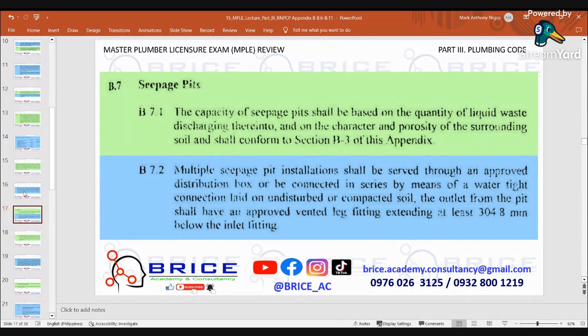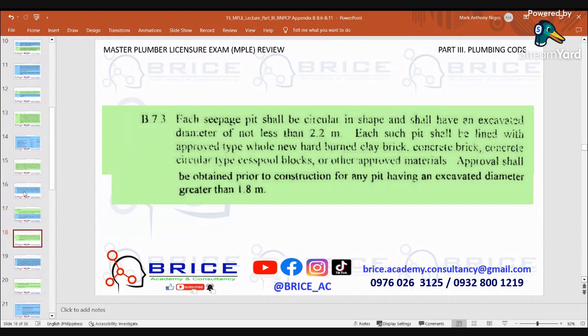The outlet from the pit shall have an approved vented leg fitting extending at least 304.8 mm below the inlet fitting. Each seepage pit shall be circular in shape and have an excavated diameter of not less than 2.2 meter. Each such pit shall be lined with approved type hard burned clay brick, concrete circular type cesspool blocks, or other approved materials. Approval shall be obtained prior to the construction of any pit having an excavated diameter greater than 1.8 meter. Sorry. So, yan. Diameter niya, 2.2 meter.